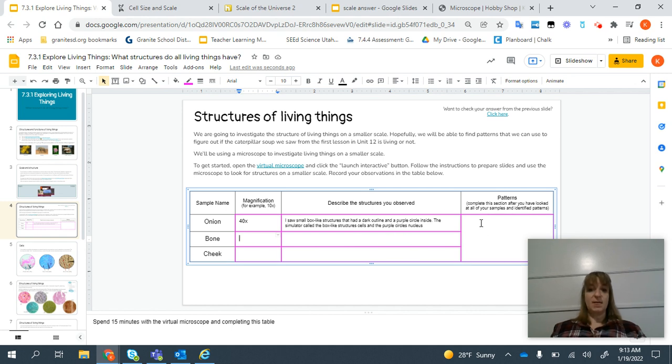And then when you're done, you're going to look at your samples and what you've written for each sample for your onion, your bone, and your cheek, and describe any patterns. Do you see any patterns as far as structure goes? Do they have similar structures? What patterns do you observe? So again, this should only be 15 minutes total, and when you're done, you can go ahead and restart the video, and we'll move on to the next activity.